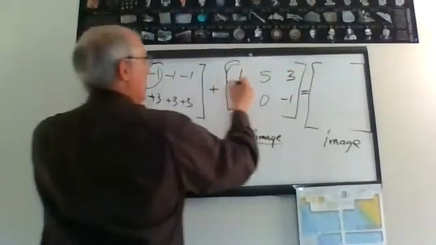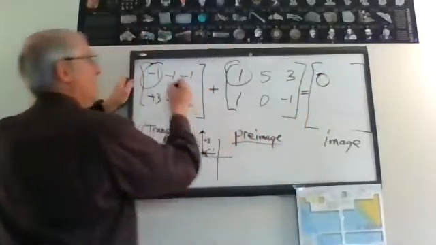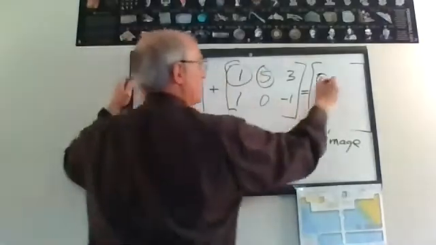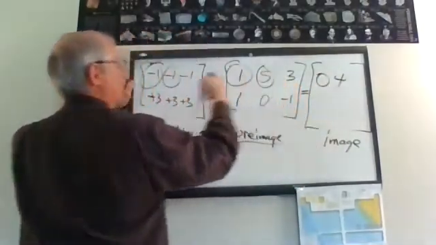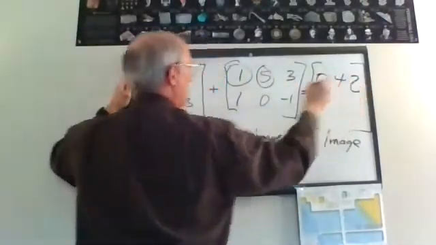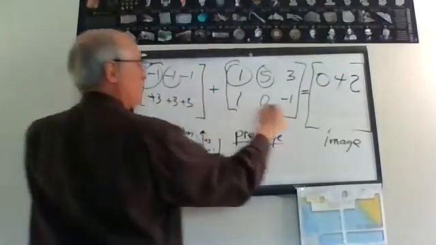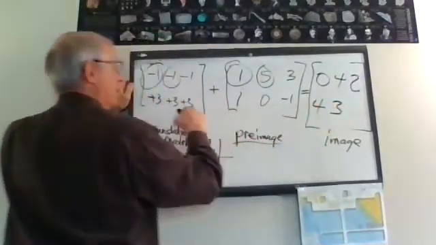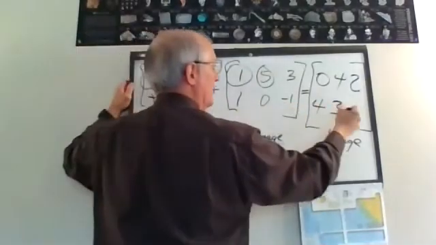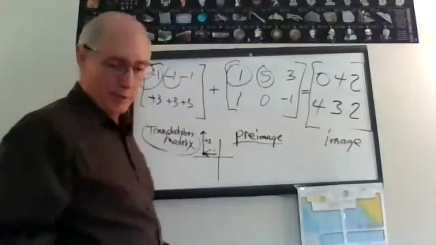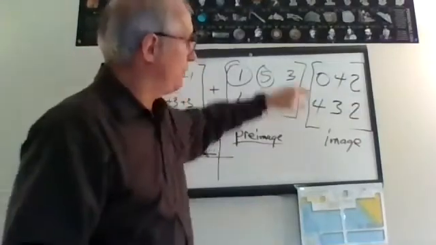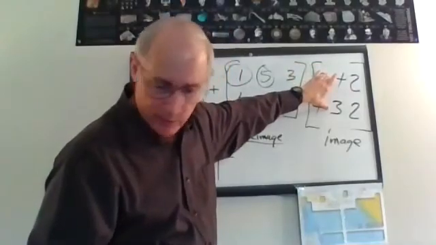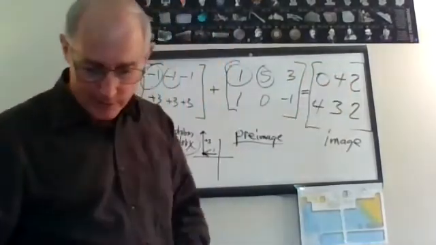So it's real easy. -1 plus 1 is 0. -1 plus 5, 5 minus 1 is 4. And 3 minus 1 is 2. And 3 plus 1 is 4. And 3 plus 0 is 3. And 3 minus 1 is 2. Now check your answer and see if I got it right. 0, 4, boom. 4, 3, boom. And 2, 2, boom. That is the image matrix.